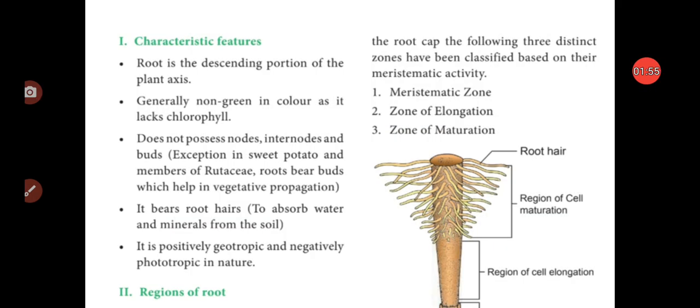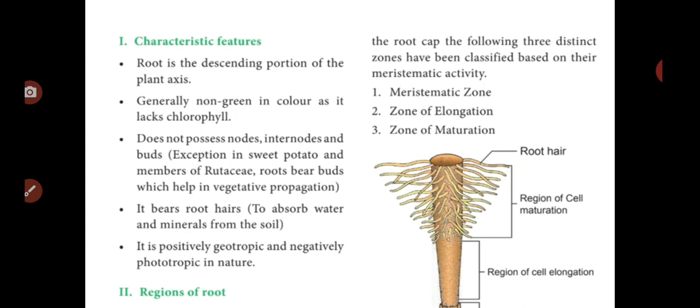Now the characteristic features of the root system. There are 5 characteristic features. The first one: root is the descending portion of the plant axis. Already we have seen this in the introduction itself. The second one: generally non-green in color as it lacks chlorophyll. Because of the absence of chlorophyll, it is non-green. Third, it does not possess nodes, internodes and buds. These are present in the shoot system, but absent in the root system.